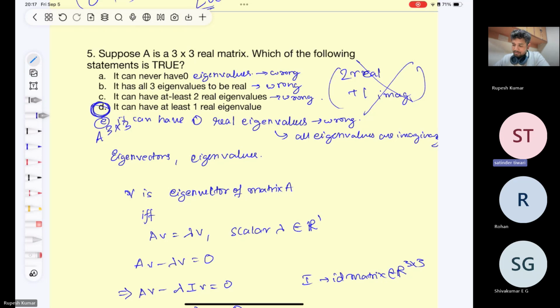Excuse me, sir. Just one second, Satinder. Rohan, is this clear? Yes, it's clear. But if it comes in a question in an exam, isn't it correct to say that C is true, because one thing will be satisfied? Three real eigenvalues it can have, so making the whole logical kind of thing correct.